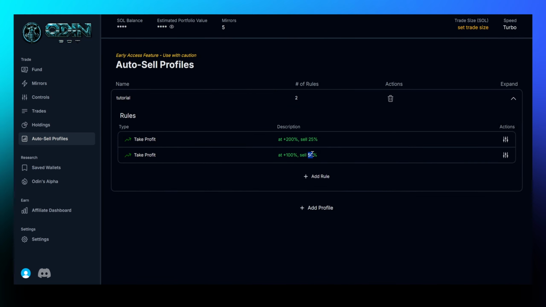Keep in mind that these percentages must add up to, or can't exceed, 100% since they are based on your original position. So if I bought, let's say, 1,000 tokens, when it reaches a 2x, I'm going to be selling 500. And when it reaches a 3x, I'm going to be selling 250, which means that I'm going to be remaining with a moon bag of 250 tokens.